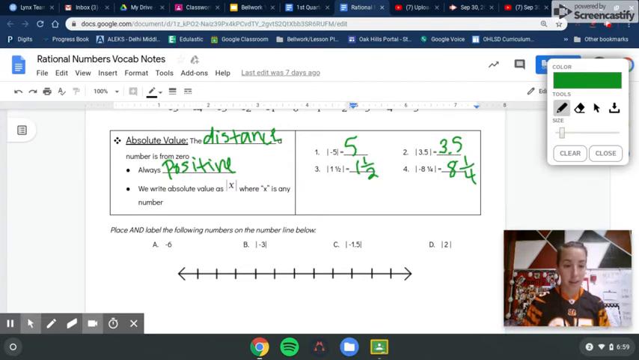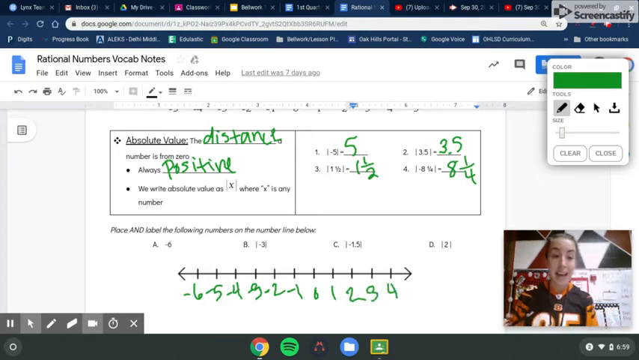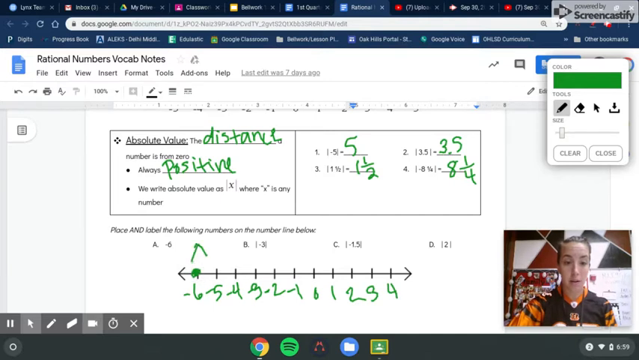So the next example, it says place and label the following numbers on the number line below. So when I'm looking at these, it looks like I have to go all the way from negative 6, and then I'll just keep going this way to help me label 3, 4. And then A doesn't have the absolute value sign, so it is just a value of negative 6. So that means that A is going to go right here.